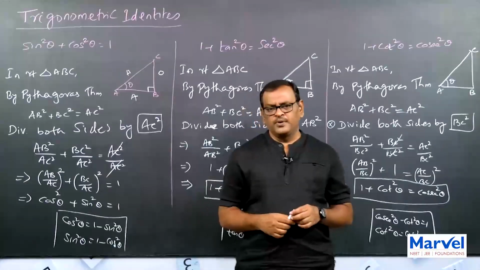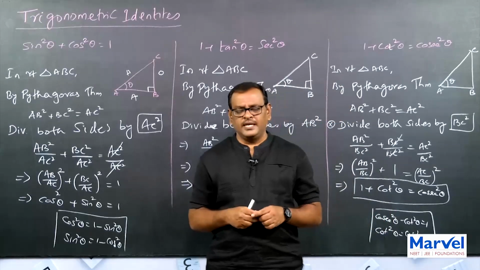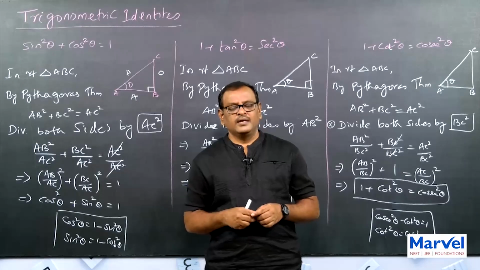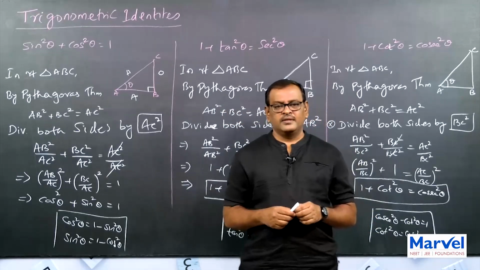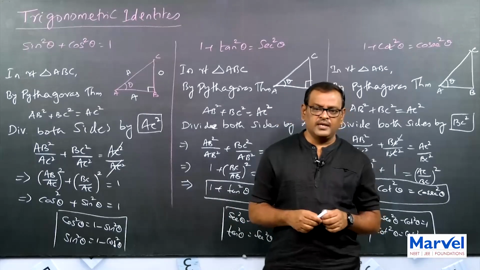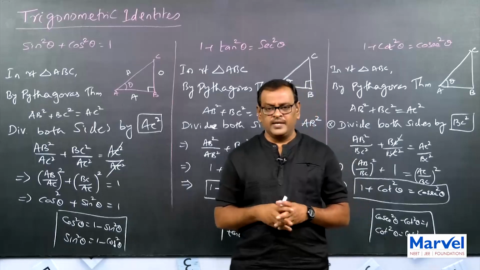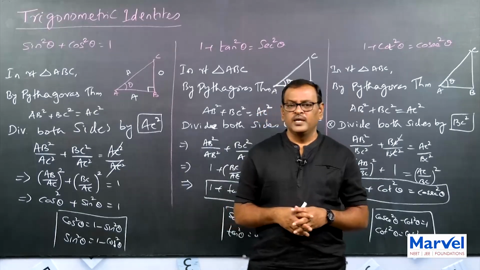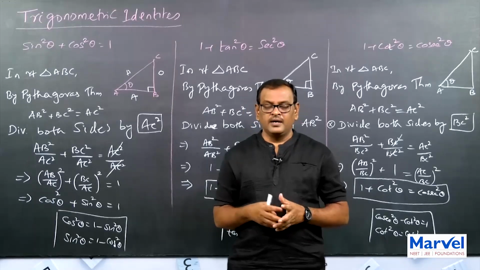So far we proved three important identities. The first identity is sin square theta plus cos square theta equal to 1, and the second identity is 1 plus tan square theta equal to secant square theta. Third identity is 1 plus cot square theta equal to cosecant square theta. These three identities are very important from the examination point of view. Also, it will be useful for your further problem solving cases.